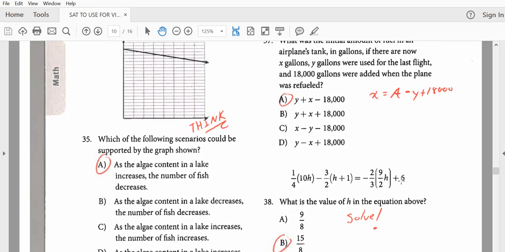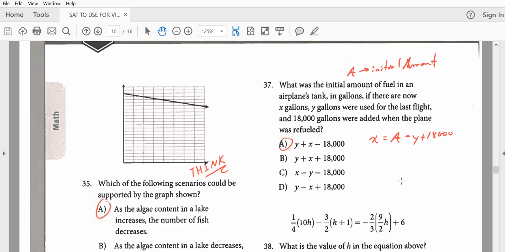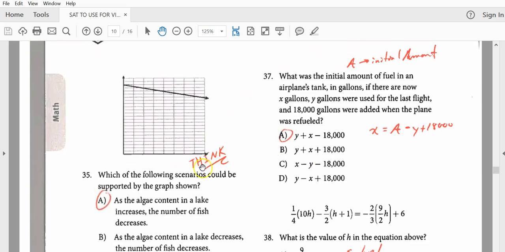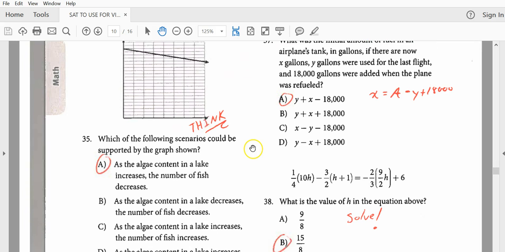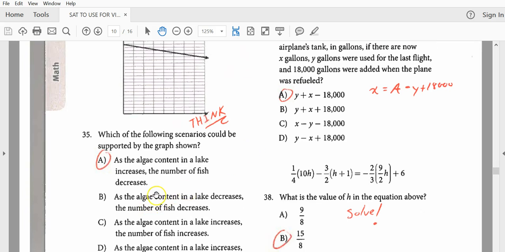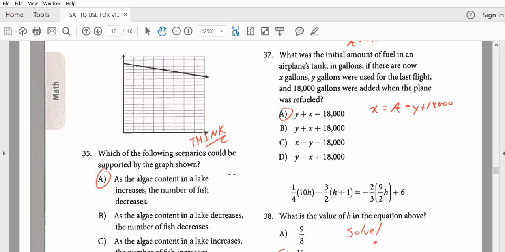Which of the following scenarios could be supported by the graph shown? So not a whole lot of information here. So that's my indicator. Think. You got to reason your way through, right? So let's take a look here. As the algae content in a lake decreases, the number of fish decreases. It doesn't make sense. Like, algae is usually pretty healthy for fish, right? Some of them eat it. The bigger fish eat the smaller fish. You know, Darwinism, right? So nature, natural selection. That's kind of a sciencey thing.